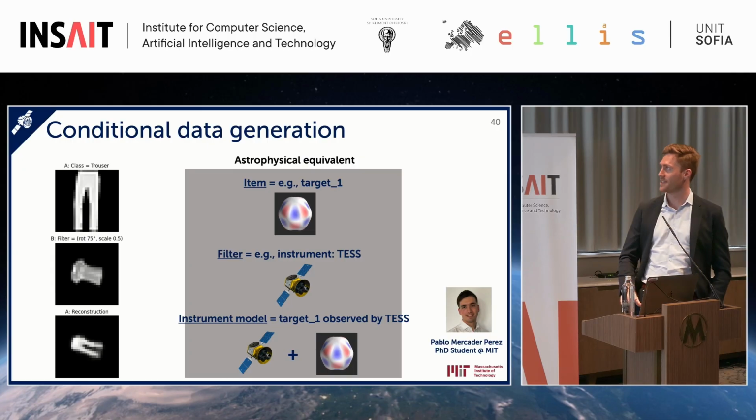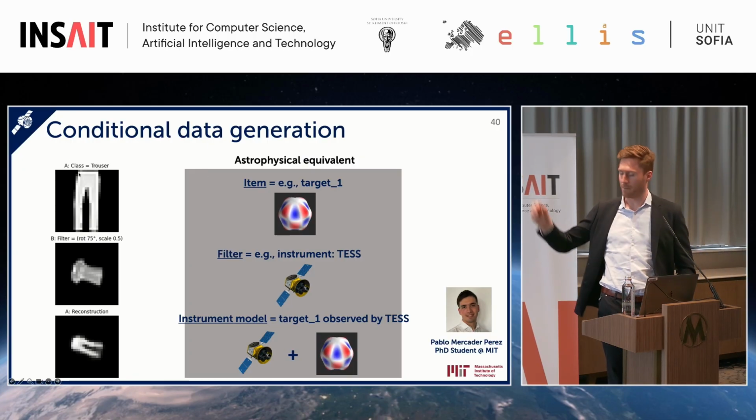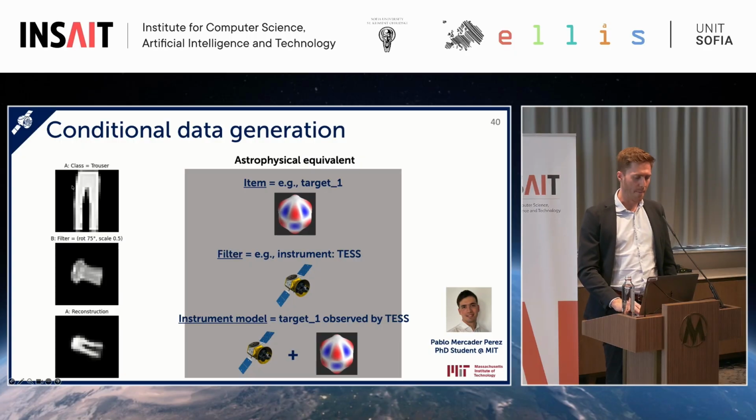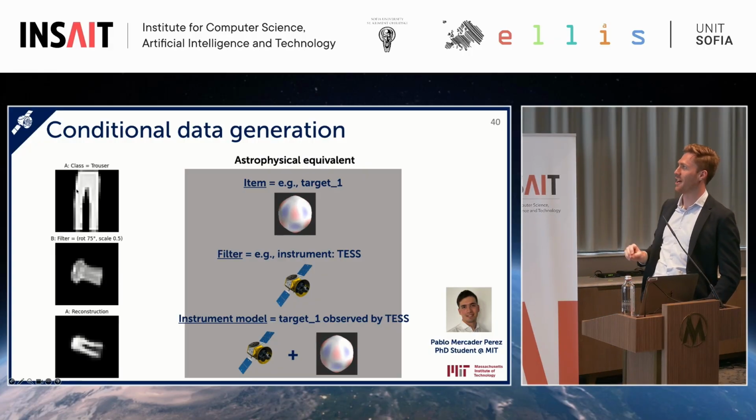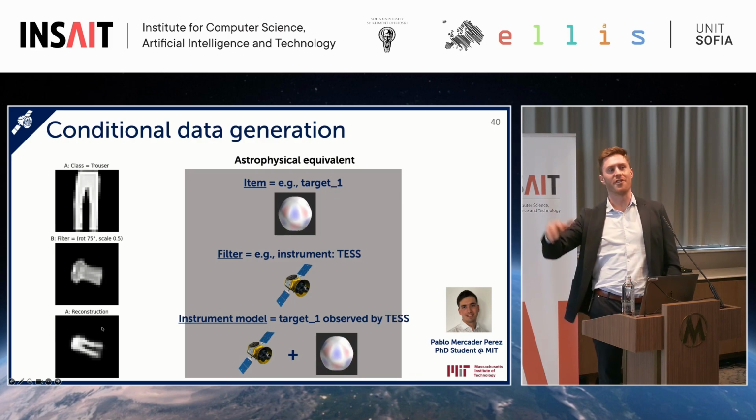So what I mean with this, if you take the example on the left, for example, this was done by one of the PhD students at MIT. If you take, for example, one of the Fashion MNIST data sets, so it's just a publicly available data set, you take, for example, a pair of trousers, and what you can do is you can conditionally generate that under a different type of filter.